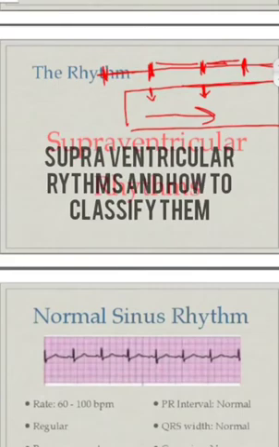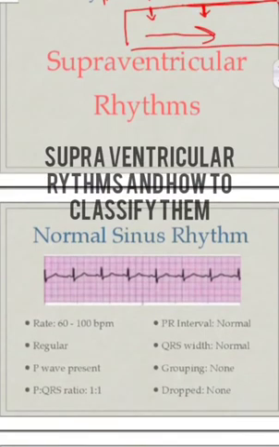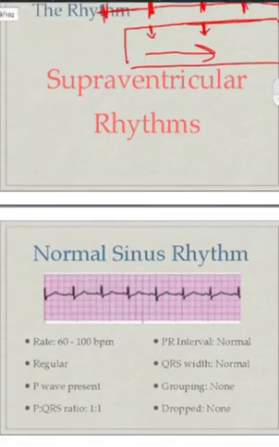So, moving on to the rhythm abnormalities. First of all, let's see the normal sinus rhythm. Its rate is 60 to 100 beats per minute, which corresponds to the sinus node. It is usually regular, which means that this distance and this distance are going to be the same. These distances would all be approximately the same.